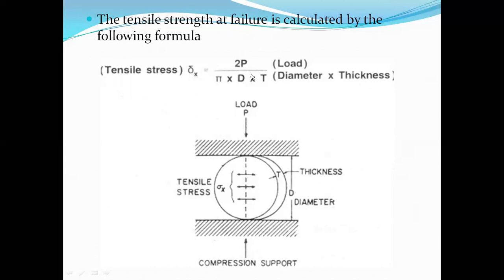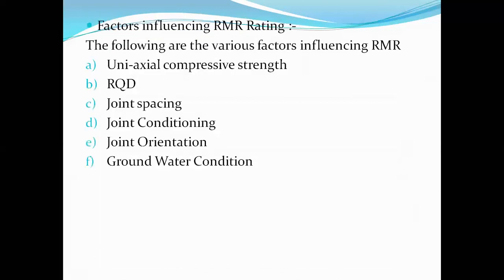The formula to calculate the tensile strength of the specimen using the Brazilian test is 2P by πDt, where P is the applied load, D is the diameter of the specimen, and t is the thickness of the disc. This is the indirect method of determination of the tensile strength of the specimen.